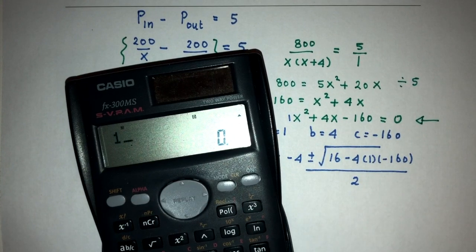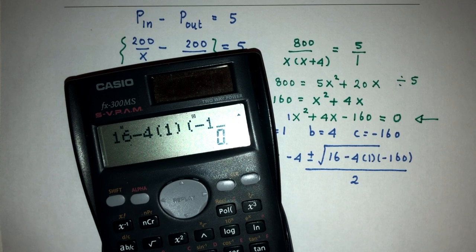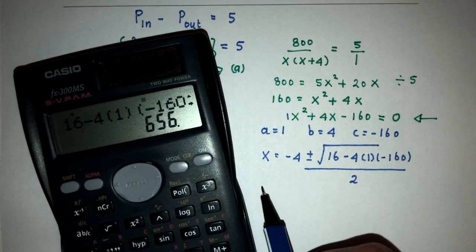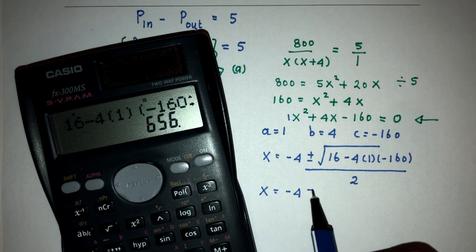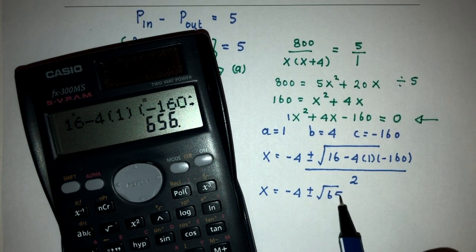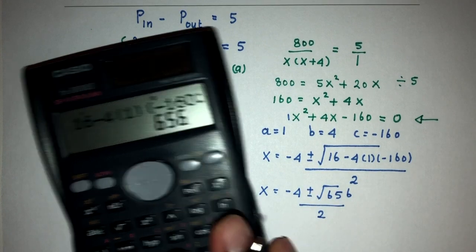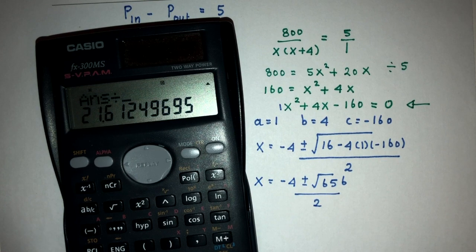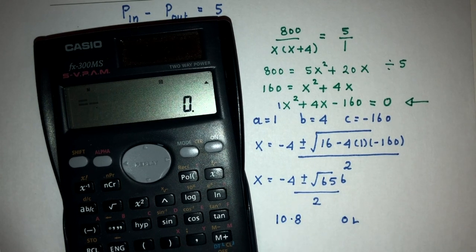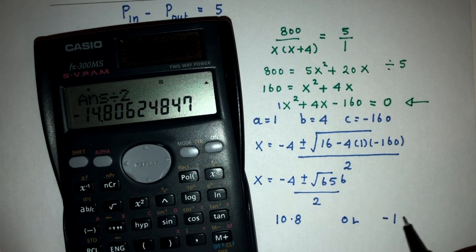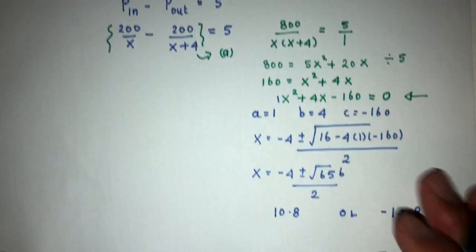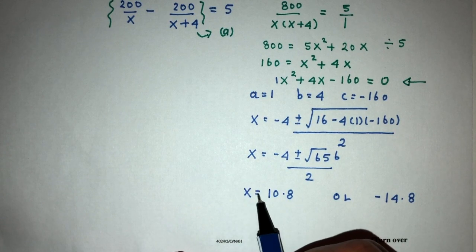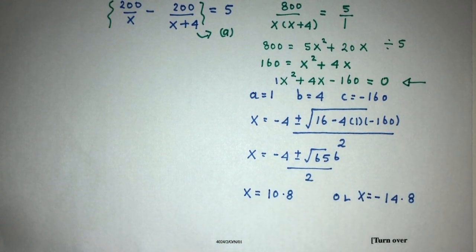Simplify. 16 minus 4 times 1 times minus 160. That will be this value. So X will be minus 4 plus or minus root of 656 over 2. So simplify. Minus 4 plus root 656 divided by 2 will be 10.8, or minus 4 minus root of 656 divided by 2 is minus 14.8. Those are your two answers. X can be this, or X can be this.